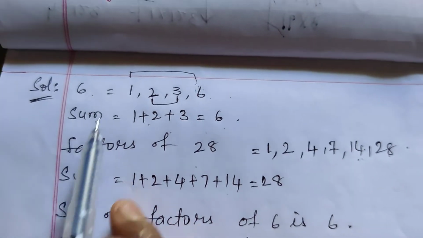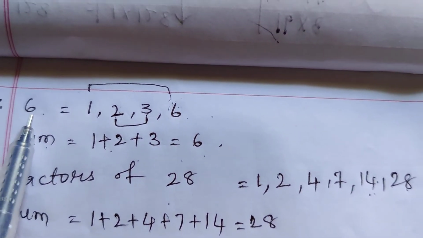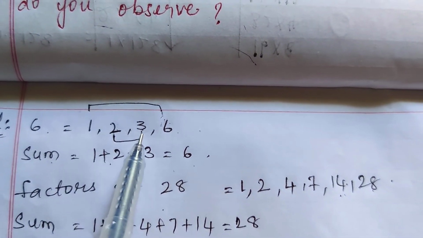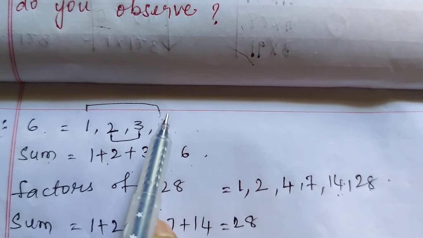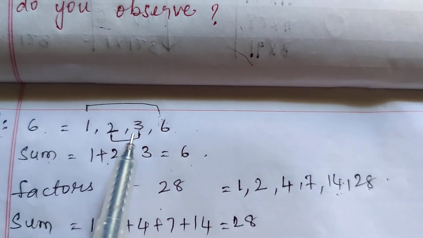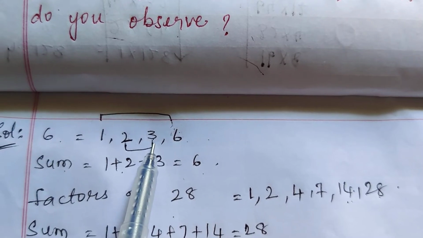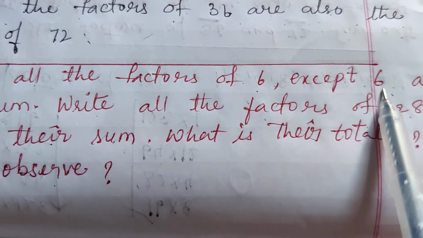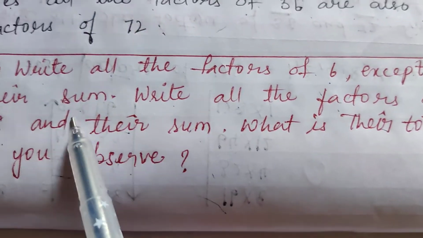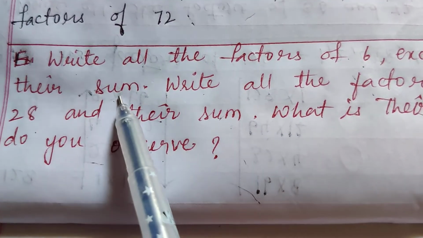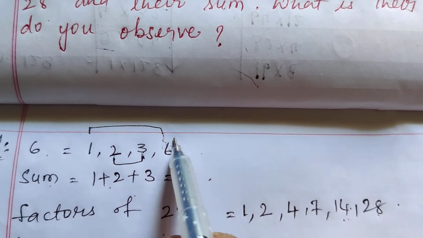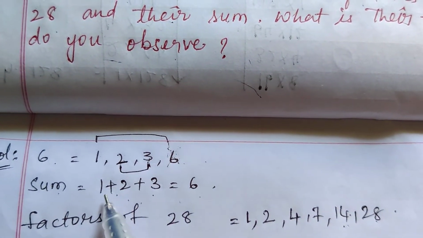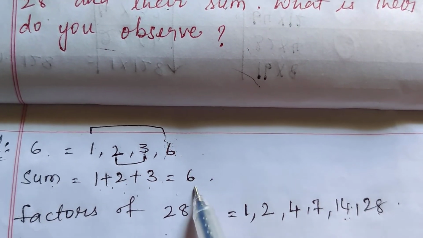So we know how to write factors of 6. It will come in 1 table, 2 table, 3 table. 1 into 6, 1 6s are 6, then 2 3s are 6. Okay. So what is the question? Except 6, we should find their sum. So leaving the 6, the remaining factors we should add. So 1 plus 2 plus 3 is 6.